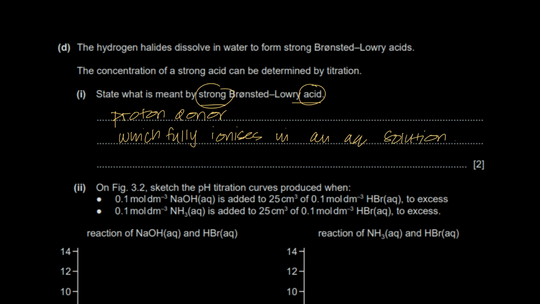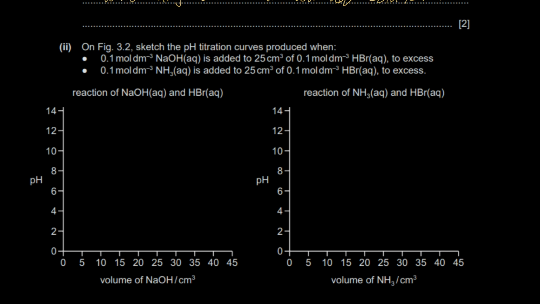Done and dusted. Next, on figure 3.2, sketch the pH titration curves produced when 0.1 molar of NaOH is added to 0.1 molar of HBr. That's basically a strong base reacting with a strong acid. We already know how we actually calculate it. The equivalence point would be at pH 7, the vertical section would be 3 to 11, and after 11 it's going to have a slight rise and flatten off just before 13. Because it's a strong acid that we're starting off with, we'll start with pH 1, right?